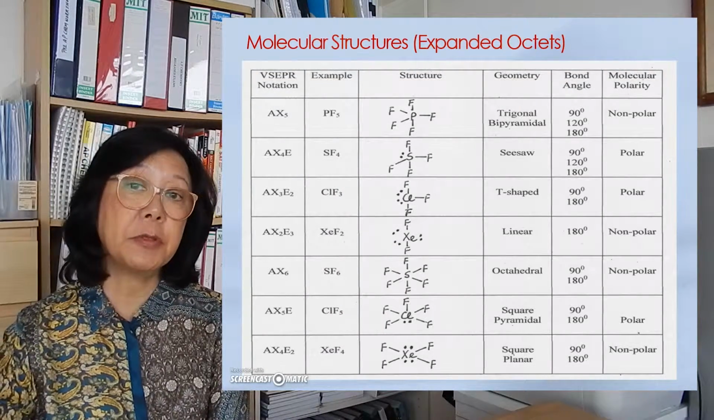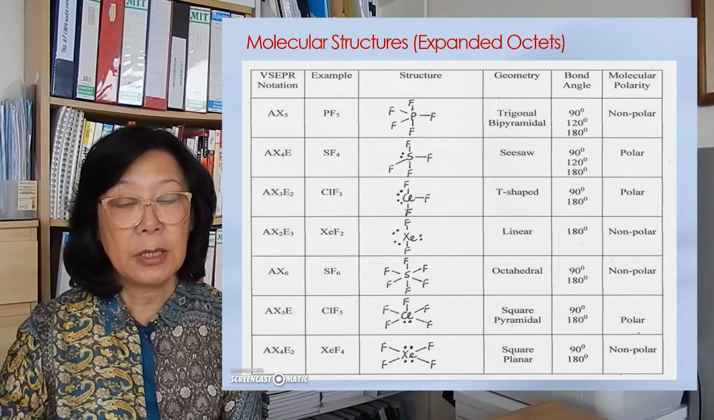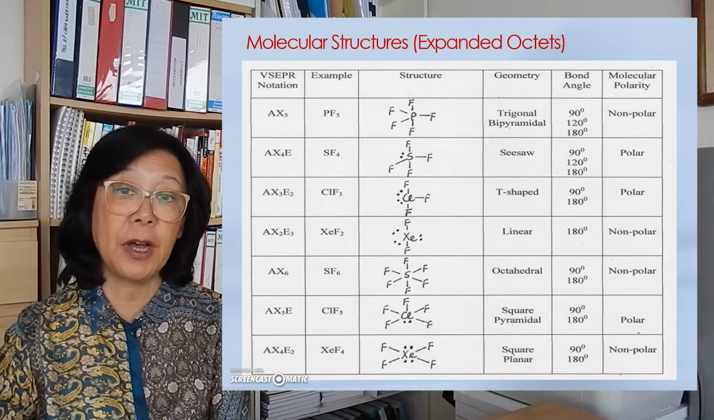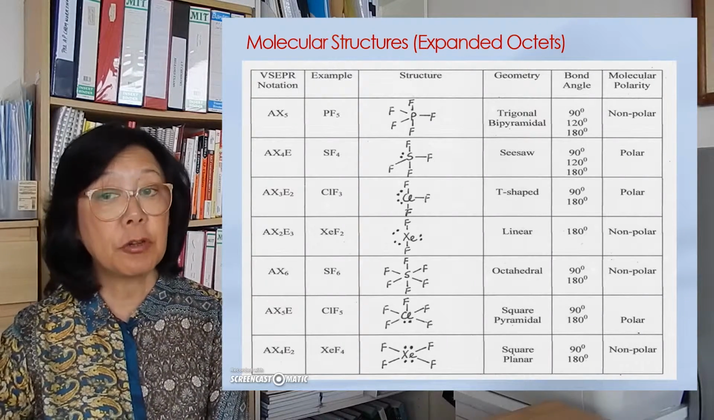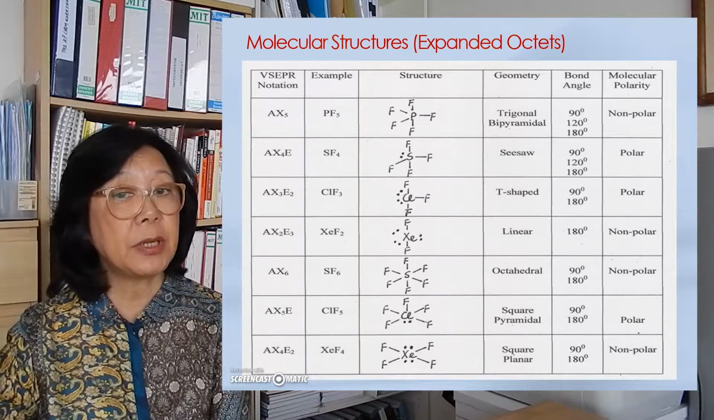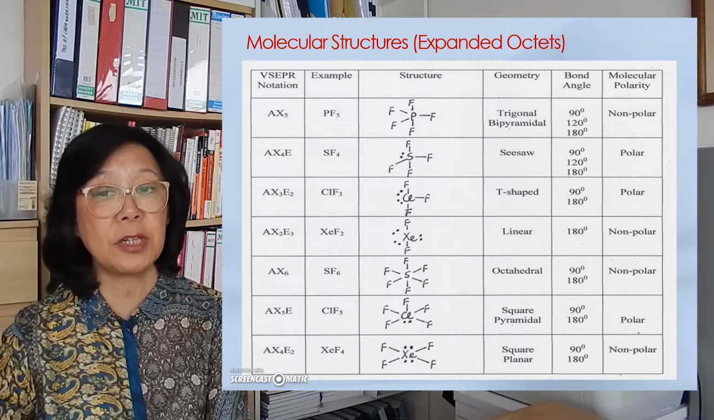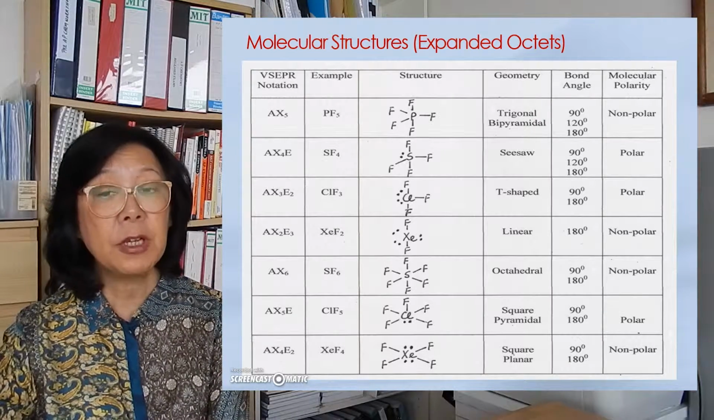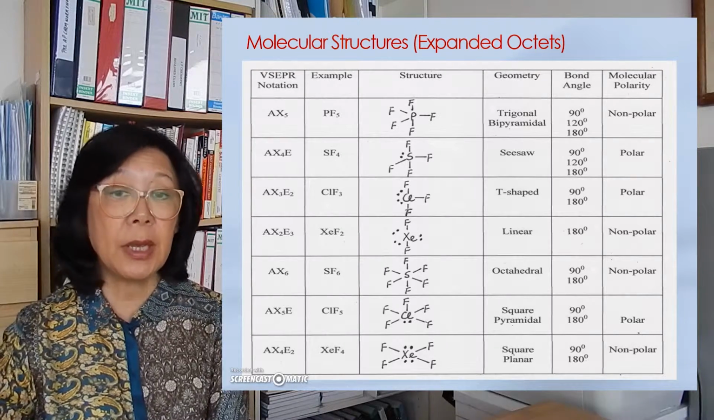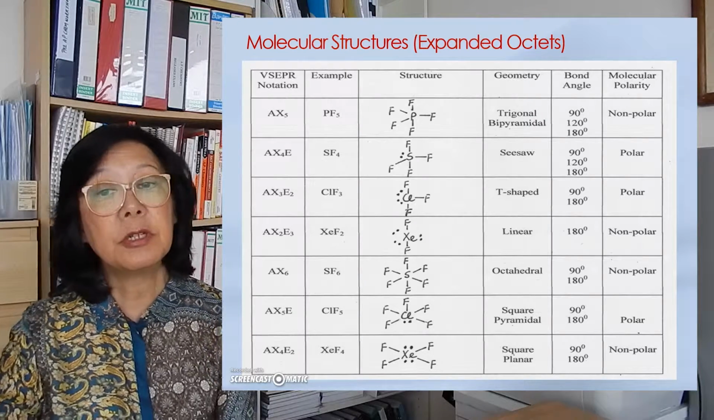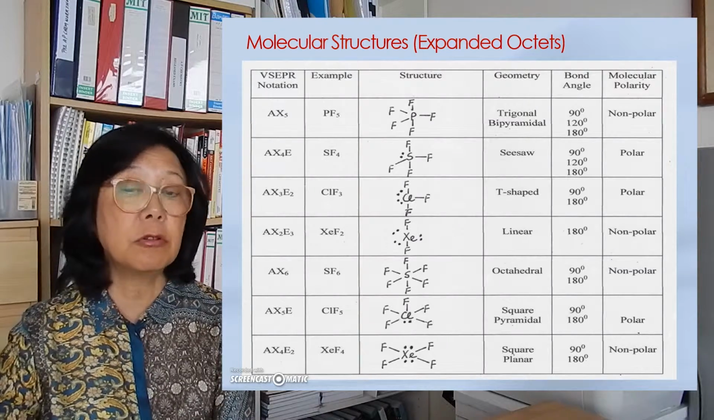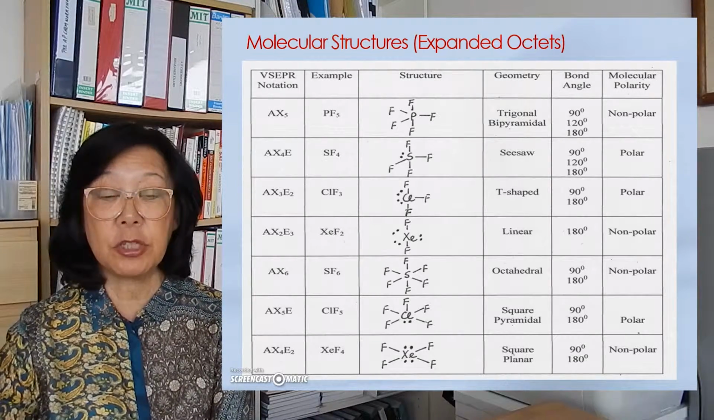And then the next page deals with those that have an expanded octet. AX5, having phosphorus as a central atom bonded to 5 fluorine atoms, results in a trigonal bipyramidal and nonpolar molecule. And then the next one, AX4E, one lone pair of electrons on the central sulfur atom in SF4, resulting in a seesaw shape and polar molecule. Then the next one, AX3E2, central atom chlorine, 3 bonding fluorine atoms, and 2 lone pairs of electrons, T-shaped, which is polar.